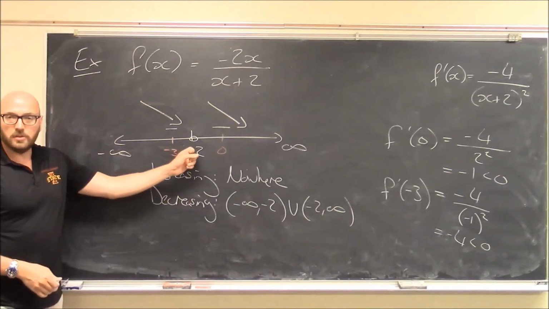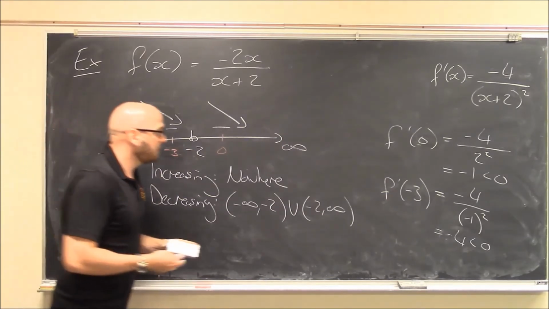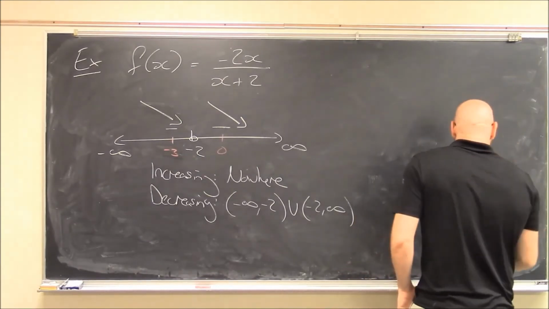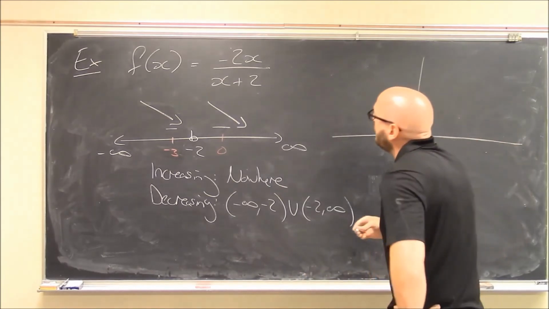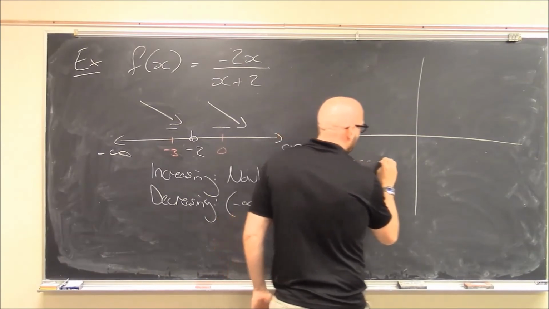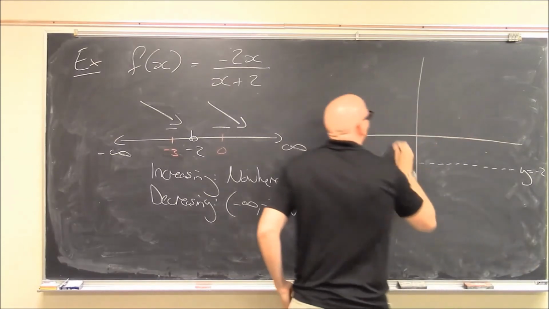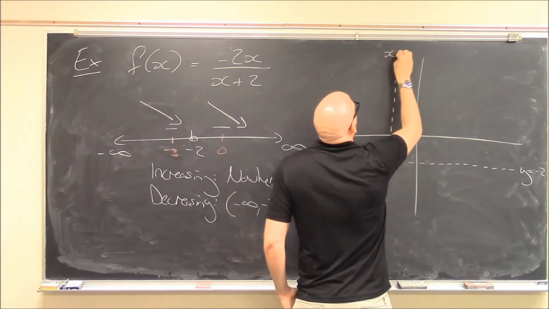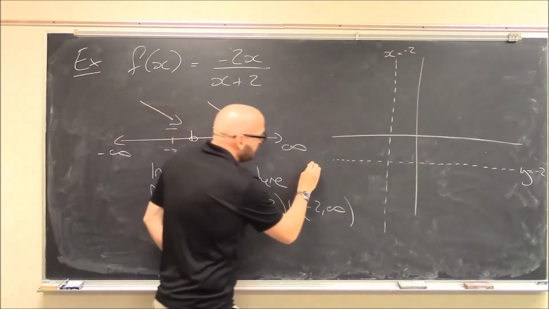Alright, so it's important that we don't include -2 in this, because the function's not even defined there. It's neither increasing nor decreasing. You might ask how this can be. Well, if I graph this function for you, what does this look like? Here's y equals -2. Here's x equals -2. If you were to graph this function, here's roughly what it would look like.